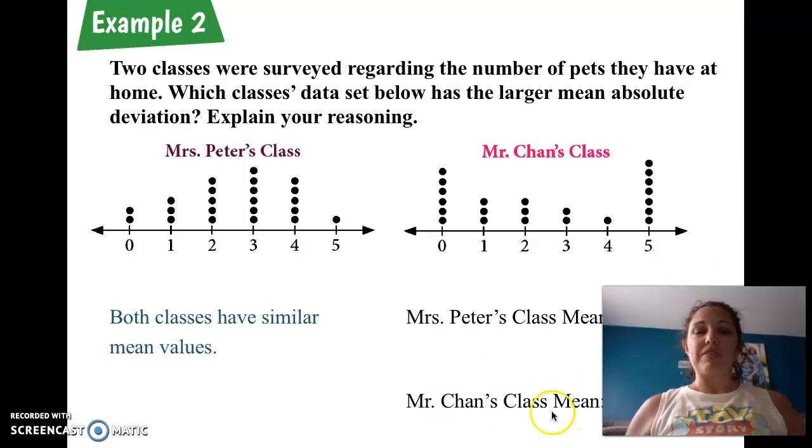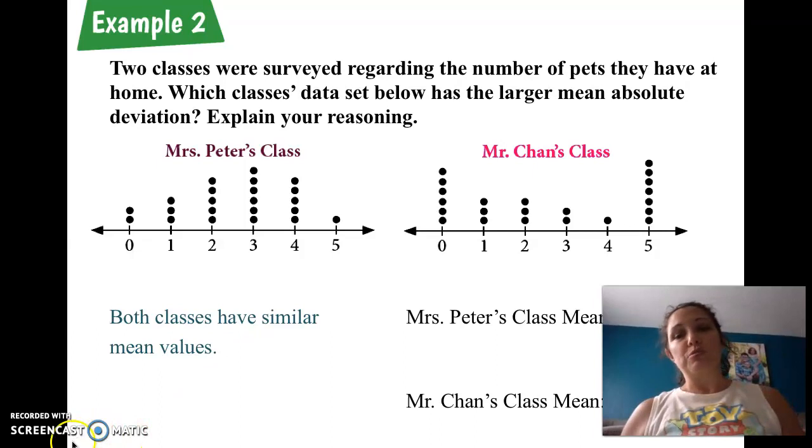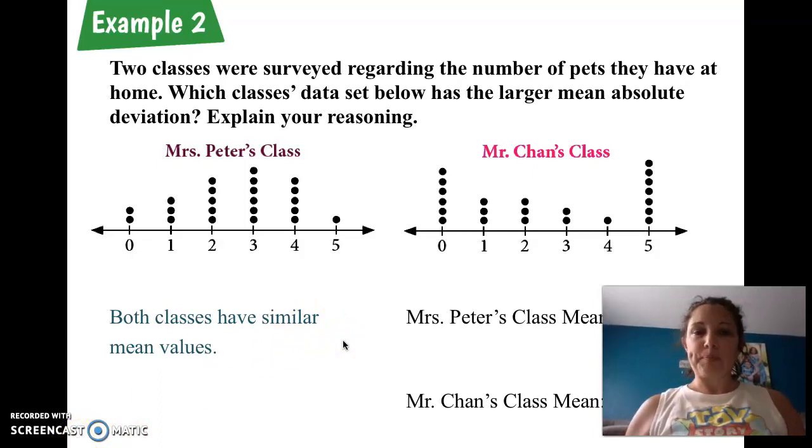When we do the same thing for Mr. Chan's class, again, all these zeros, 1, 1, 1, 2, 2, 2, 3, 3, 4, 5, 5, 5, 5, 5, 5, 5. Add all of those up. You get a total of 54. When we divide that by the 22 dots, his average is 2.5. So their means are very close. They have about the same number of pets, 2.4 pets, 2.5 pets for each class.